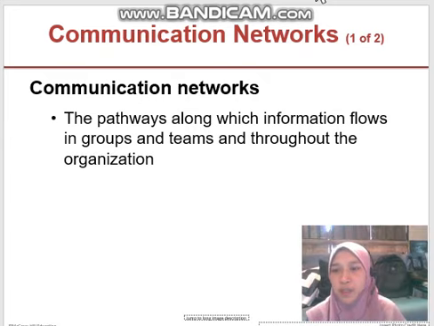In the previous video, you have learned about the medium of information richness. Although various communication media are used, communication in organizations tends to flow in certain patterns. The pathways along which information flows in groups and teams and throughout an organization are called the communication network.